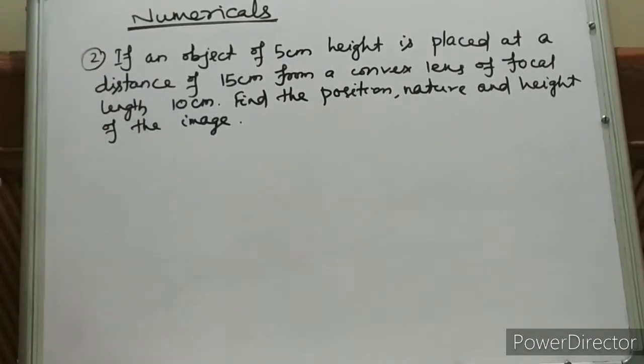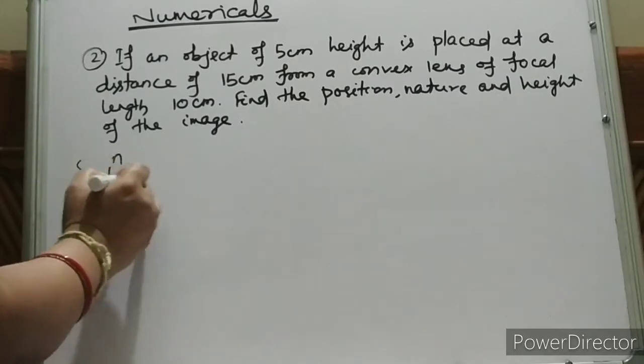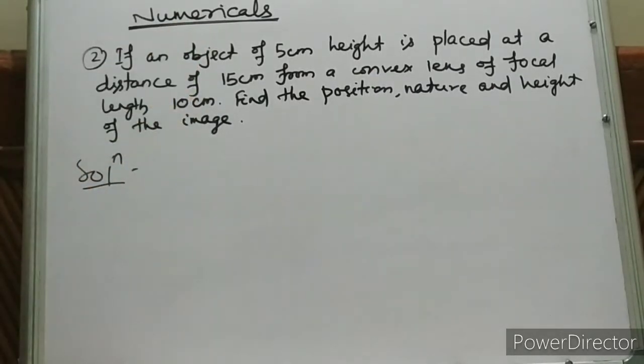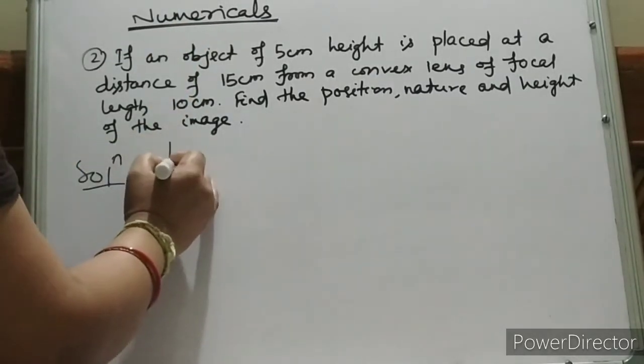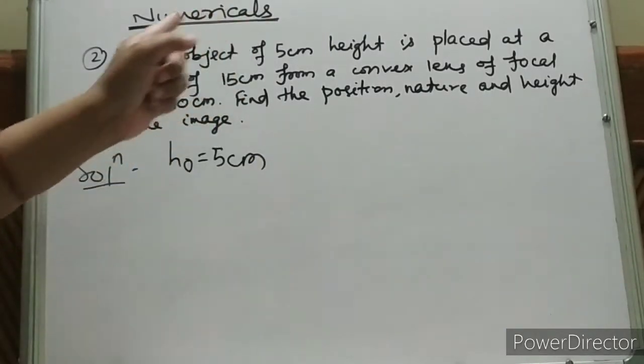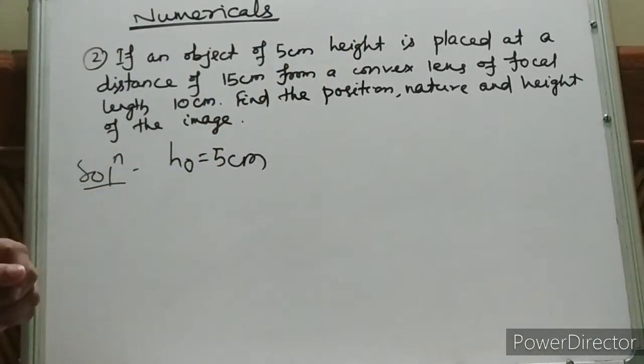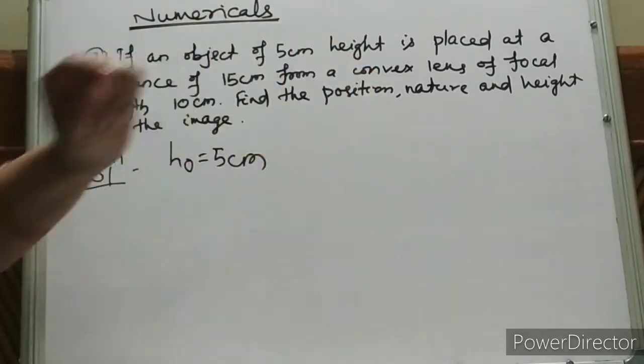Now the second question is, if an object of 5 centimeter height, which means the height of the object, children, is placed at a distance of 15 centimeter from a convex lens of focal length 10 centimeter. Here it is written convex lens.